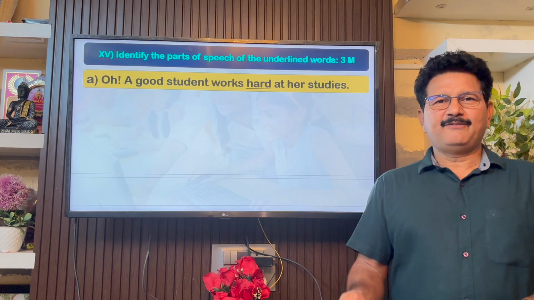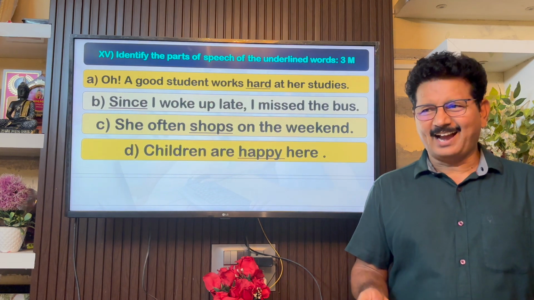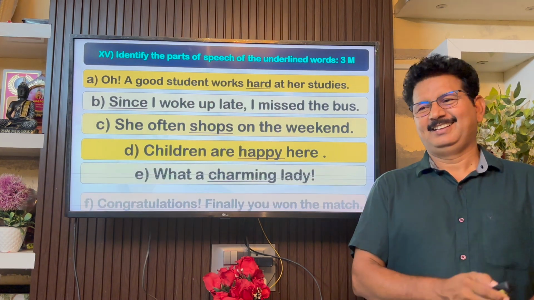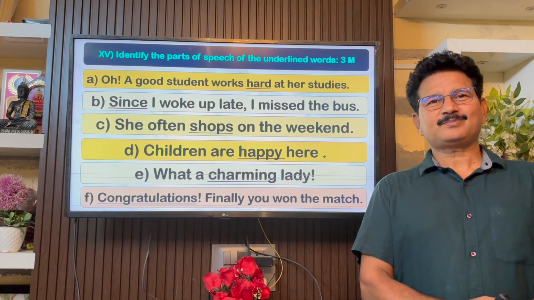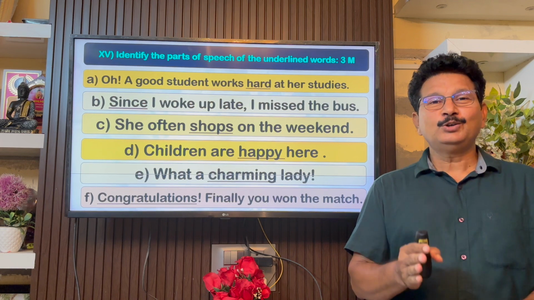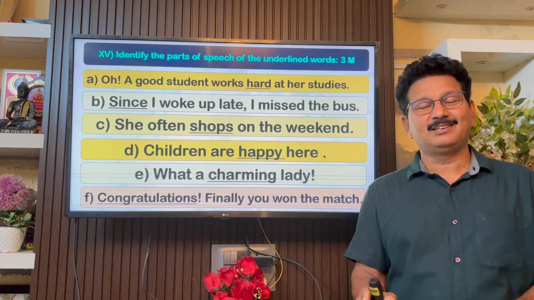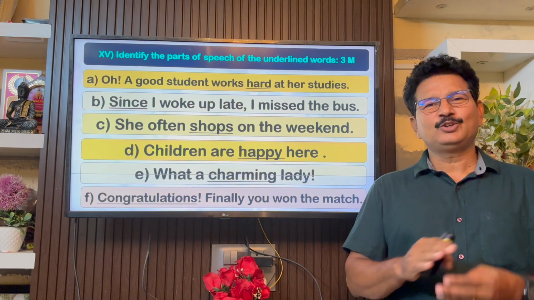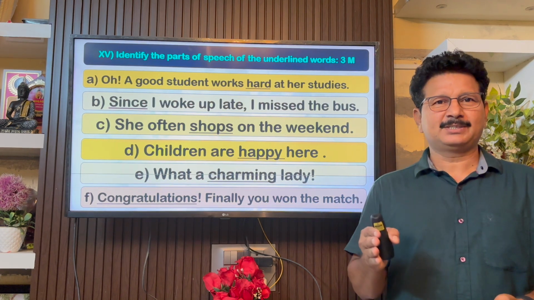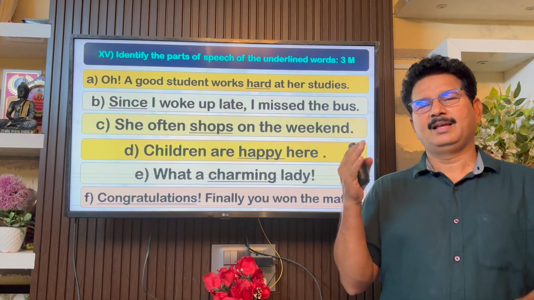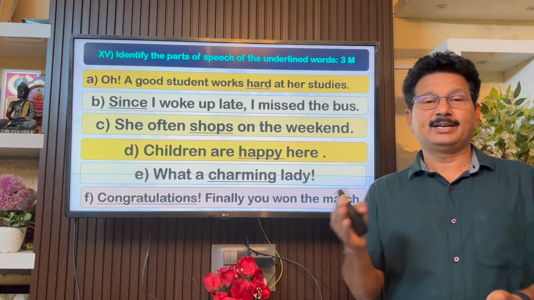Now try to read every sentence and then we will see. And I know you can easily identify. Now we'll go one by one. If you look at the first sentence, let me read it for you: "Oh, a good student works hard at her studies and she enjoys learning." If you look at this sentence, you can find all the parts of speech. Oh, there's an exclamation mark, it's an interjection. And student, what kind of student? Good student. Good is an adjective and student is a noun.